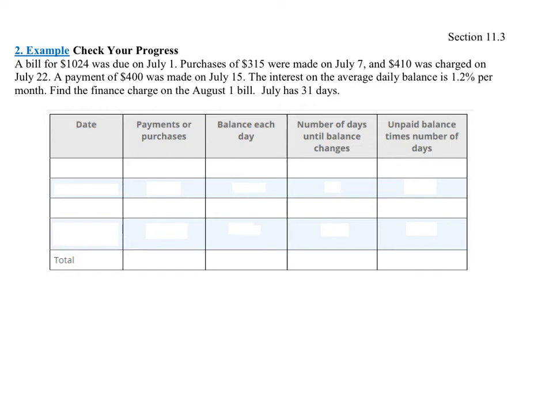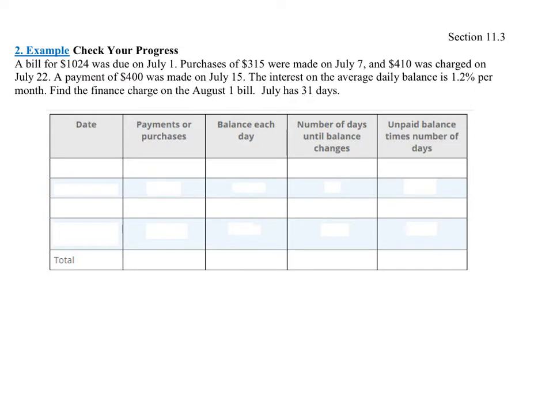All right, let's do another example. So we have a bill for $1,024 was due on July 1st. Purchases of $315 were made on July 7th, and $410 was charged on July 22nd. A payment of $400 was made on July 15th. The interest on the average daily balance is 1.2% per month. Find the finance charge on the August 1st bill, and I wanted to remind you that July has 31 days.